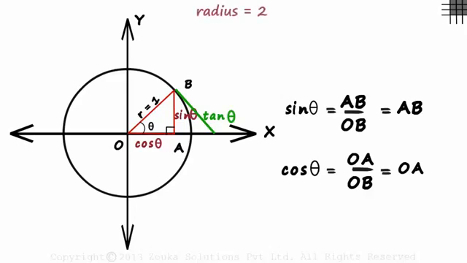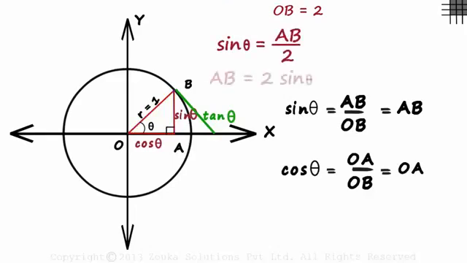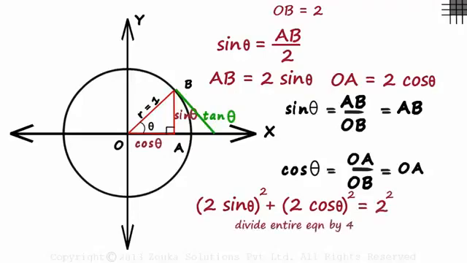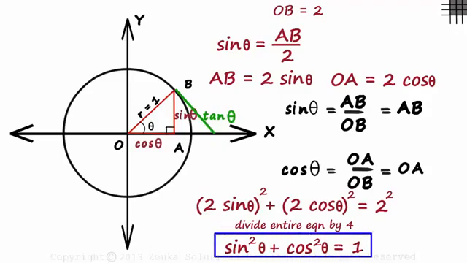Let's assume the radius was 2. So OB would be 2 in this case. Sine theta would be AB by 2 and AB would be 2 sin theta. Similarly, OA would be 2 cos theta. Using the Pythagoras theorem, we can say that 2 sin theta the whole squared plus 2 cos theta the whole squared will equal 2 squared. Dividing the entire equation by 4, we will get sin squared theta plus cos squared theta equal to 1. It doesn't matter what the radius is. This will always be true.